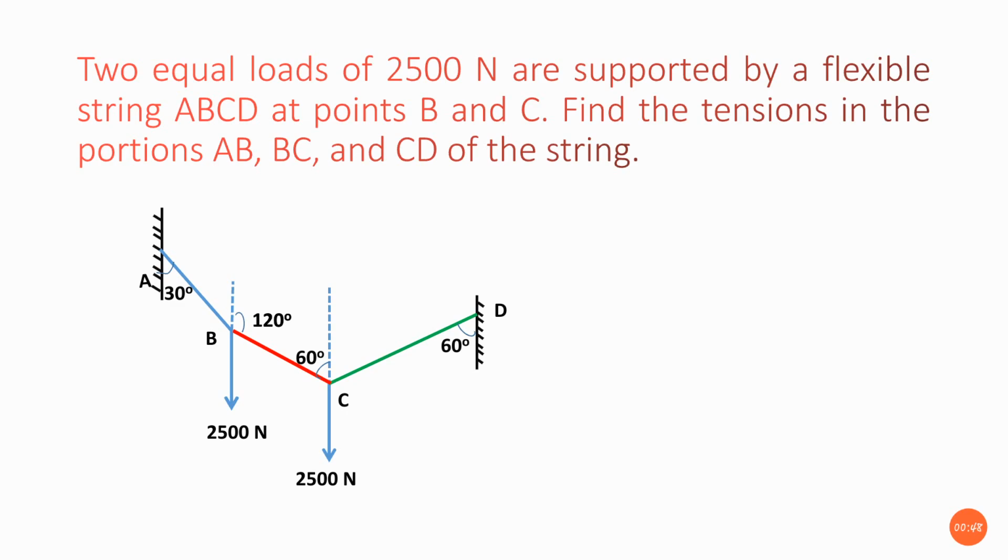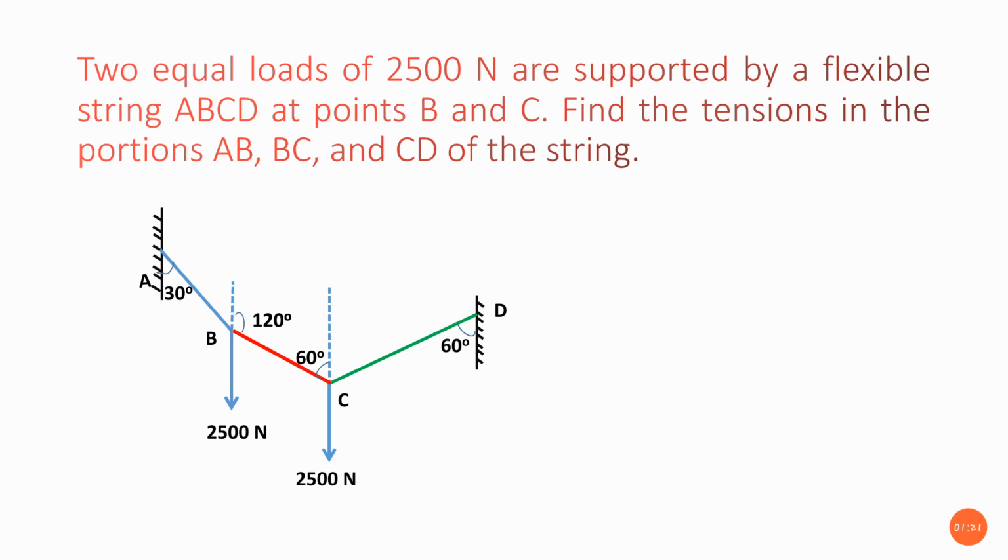So there we can see the string has one end connected to the left side vertical wall at A, and the string is called AB, which is making 30 degrees to the vertical plane. And similarly at the point B, there is another string connected, that is BC. At the point B, there is a 2500 newton load acting vertically downward, and BC is also making 120 degrees with the vertical axis.